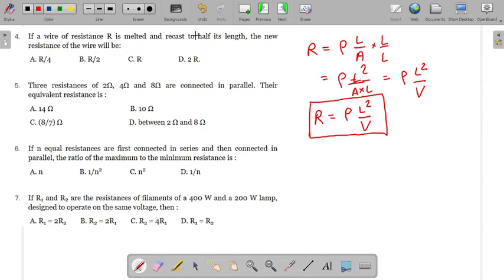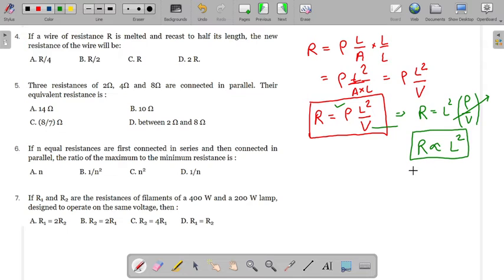Now, you should see in this formula that the resistivity of the material is constant. The metal we melted is the same metal from which the wire is made, so resistivity is constant, and the same wire is melted to recast at half the size, so volume is the same. So resistivity and volume, these two quantities are constant. Then what we can do? We can write R equals L square times rho over V, and if this whole value is constant, then R is proportional to L square.